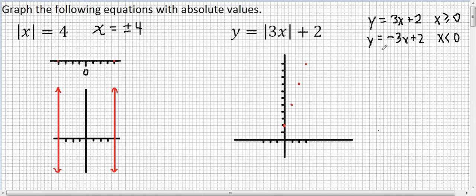Next, if we take a look at this equation, y is equal to minus 3x plus 2, once again, this graph starts at the same point, 0, 2, but since the slope is minus 3, if we go to the left by 1 unit, we need to go up by 3 units. So 1, 2, 3, to the left by 1, and up 3, and one more, to the left by 1, and up 3. Now we connect the dots to complete this graph.